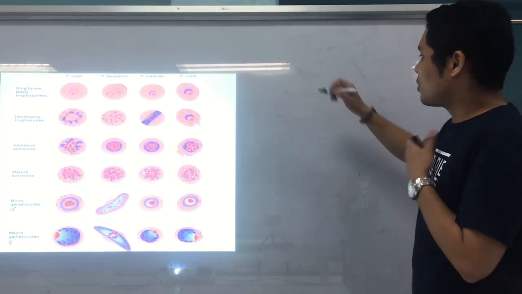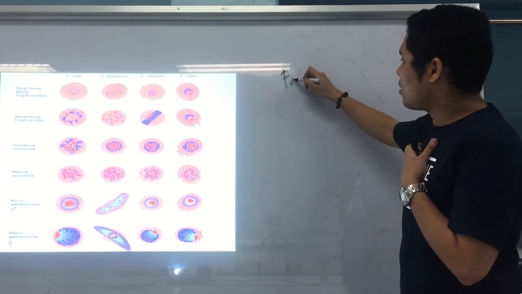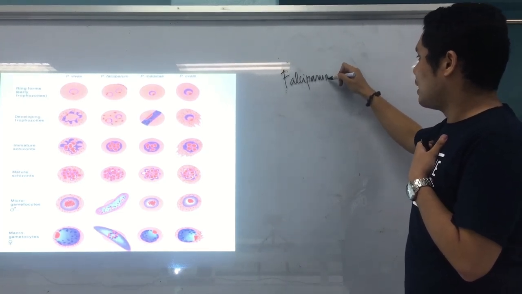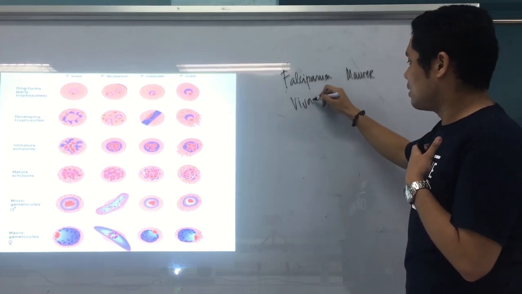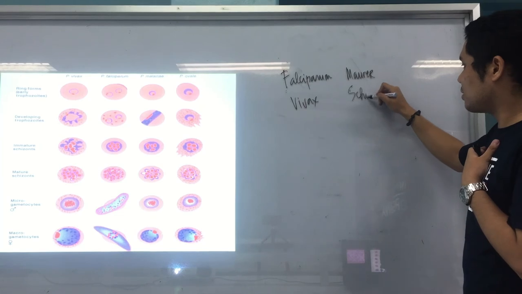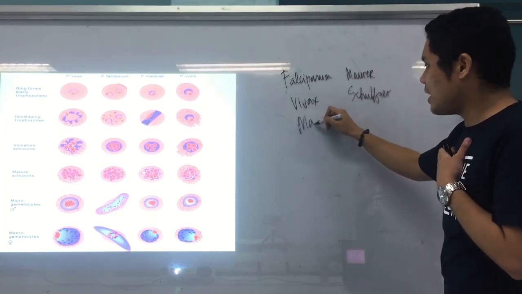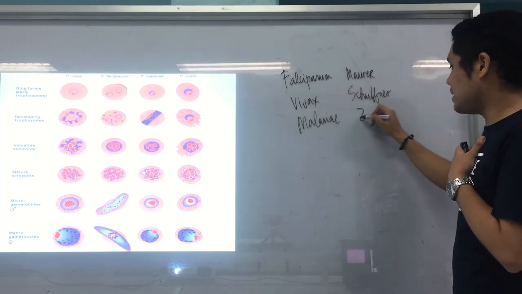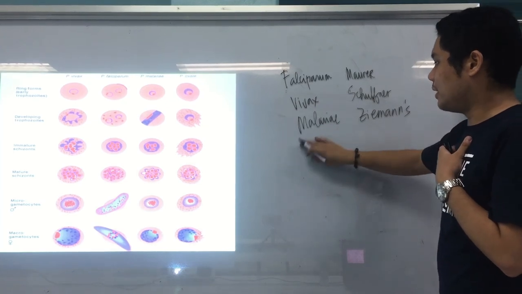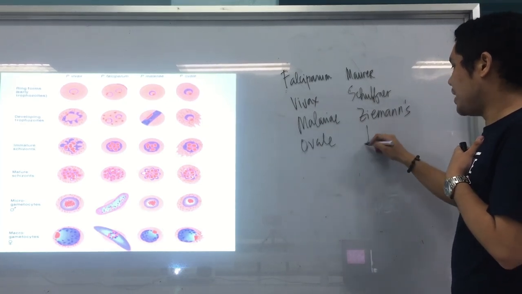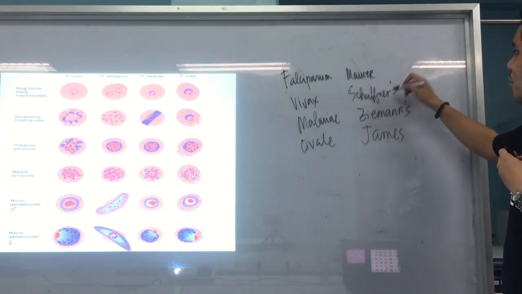Okay? So we'll start first with falciparum, the Maurer's dots, then vivax is your Schüffner's, next is malariae, the Ziemann's, and lastly for ovale, tama, the James dot. So James natong gamiton ha, but ovale can also have Schüffner's. So what's our mnemonic?